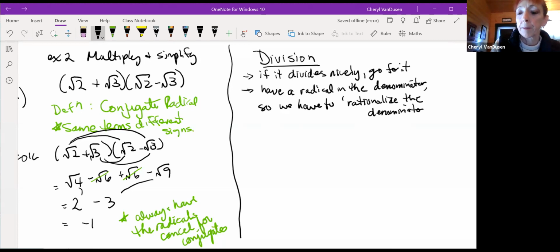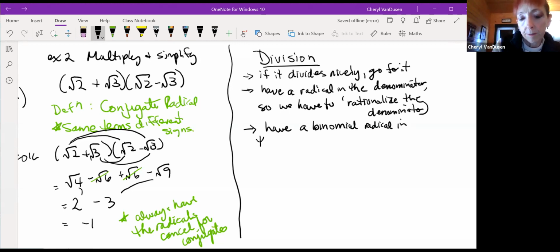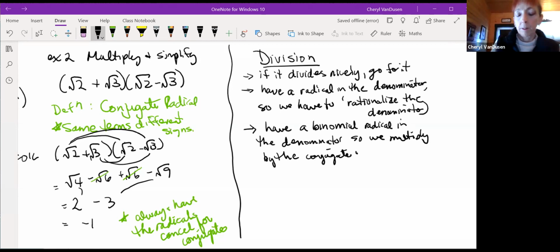And the third thing that can happen is you can have a binomial radical in the denominator. So we multiply by, wait for it, the conjugate. Okay, so those three things are how we're going to attack the next three questions.